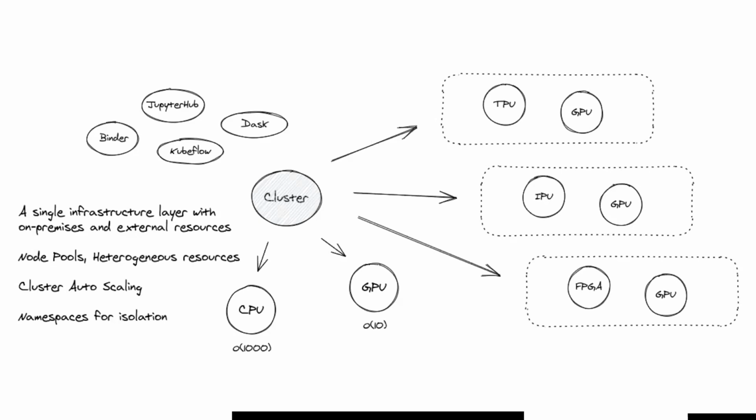At CERN, we have a large data center with hundreds of thousands of CPU cores, but GPUs were still in the tens, or just over 100 GPUs available.